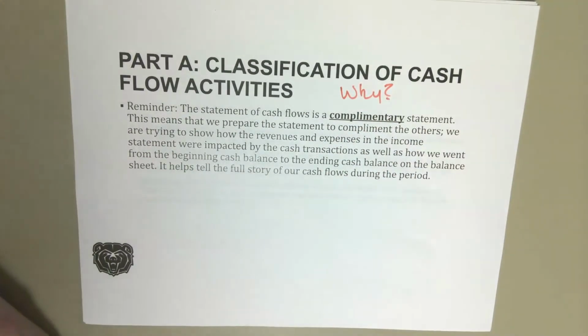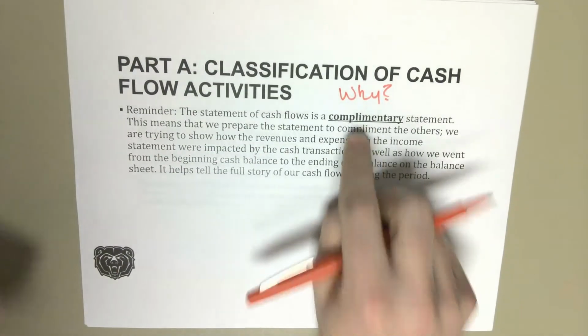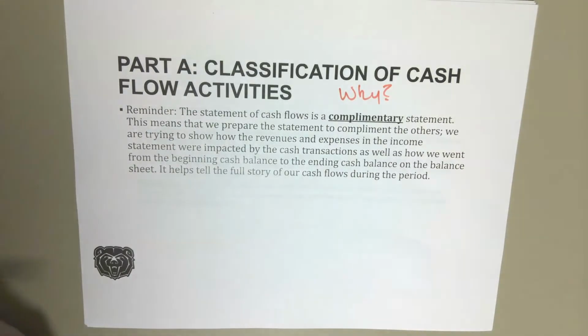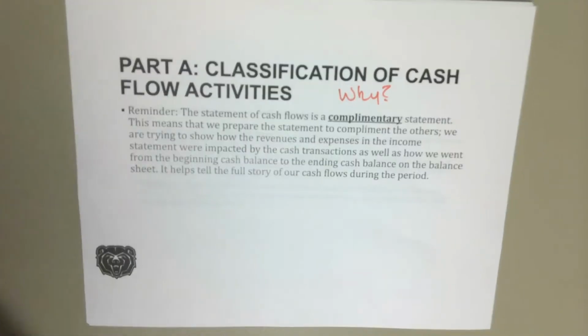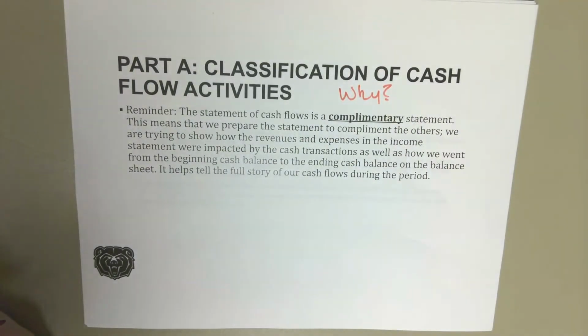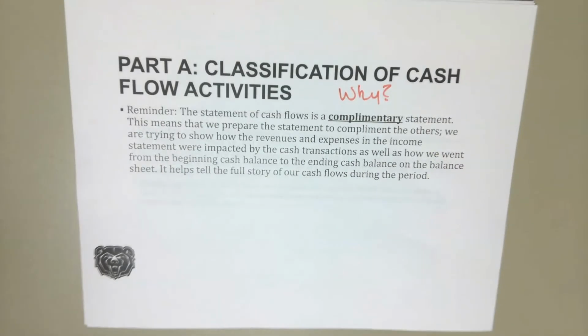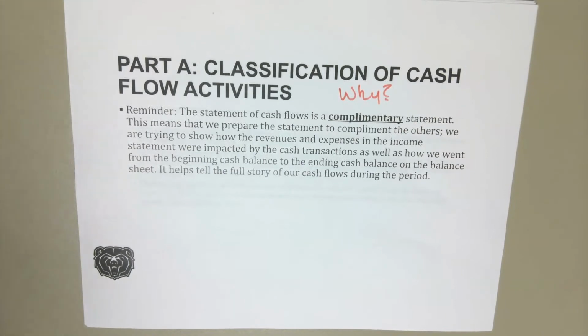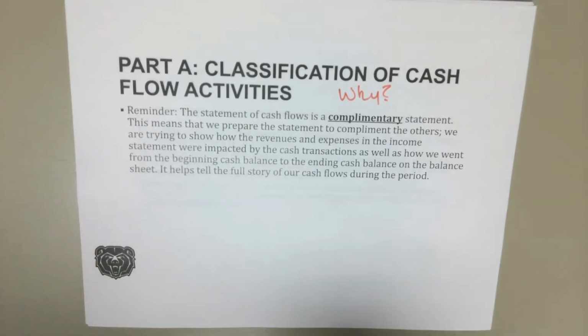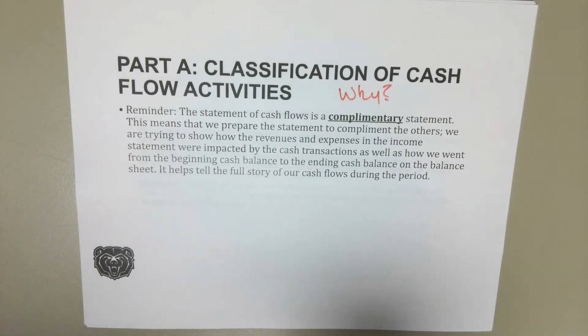Why do we produce this statement? Well, it's because it's a complementary statement. It complements the other two statements. If we think about it, the income statement really doesn't tell us that much about cash at all. Cash isn't an account on the income statement, right? It's an asset, so it goes on the balance sheet. We do have revenues, we do have expenses, but not all of those are cash revenues or cash expenses. Some of those were promises to pay us cash or promises for us to pay cash. So when we're creating the statement of cash flows, it gives a truer story of what's happened with cash.